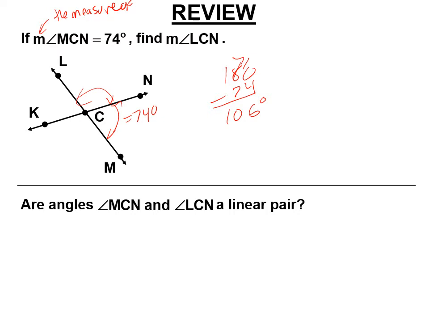Are angles M-C-N and L-C-N, the two we just found, a linear pair? And the answer is yes, right? Because they're a pair along a straight line. We verified that they add up to 180 degrees. They're adjacent along a straight line. They share a common side, CN. And so, yes, they satisfy all the requirements.